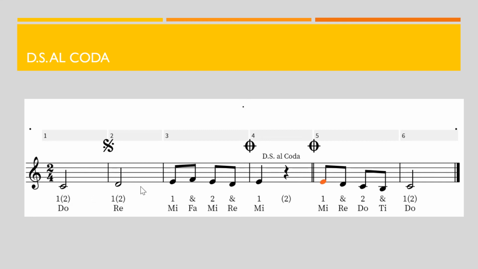Do, re, mi, fa, mi, re, mi. Re, mi, fa, mi, re, do, ti, do.